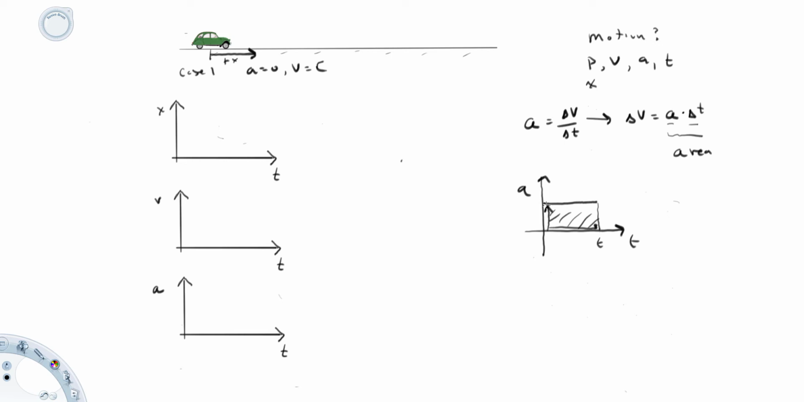In this example, acceleration was constant, but if acceleration wasn't constant, and we had some other type of curve, the fact that this area gives you the delta v does not change, which is a very handy thing. That makes this a very powerful method.